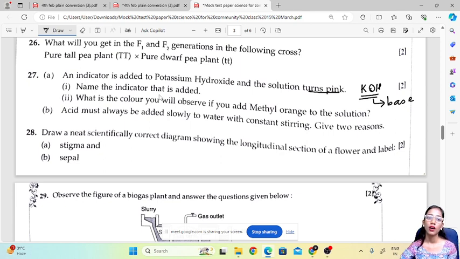Now the indicator is the one which indicates the acidity or the basicity of a particular substance. You have to know the indicator. So when you add the indicator to a base, it turns pink. Which is this indicator? It is a very famous indicator, phenolphthalein.